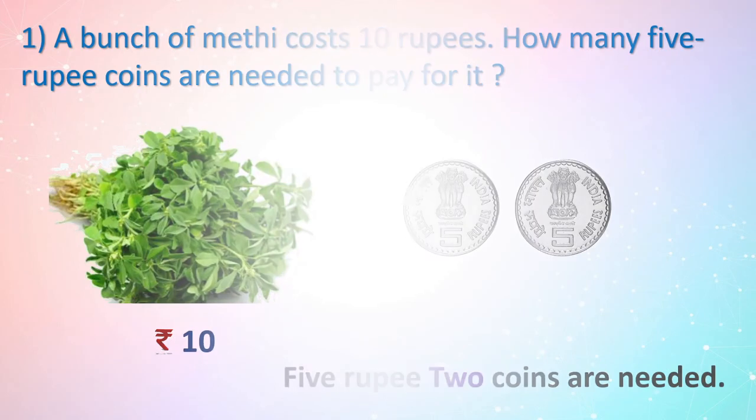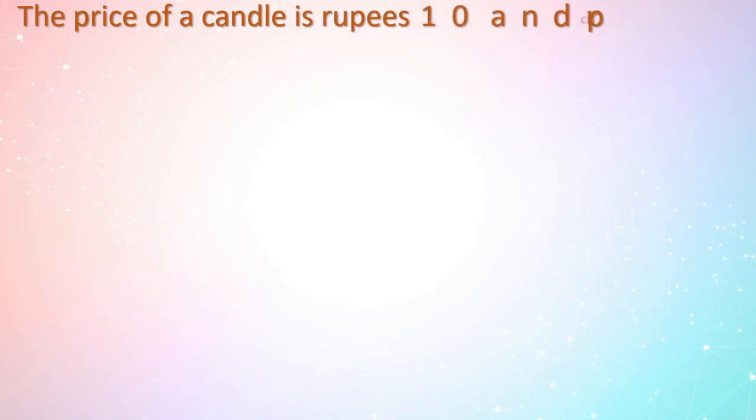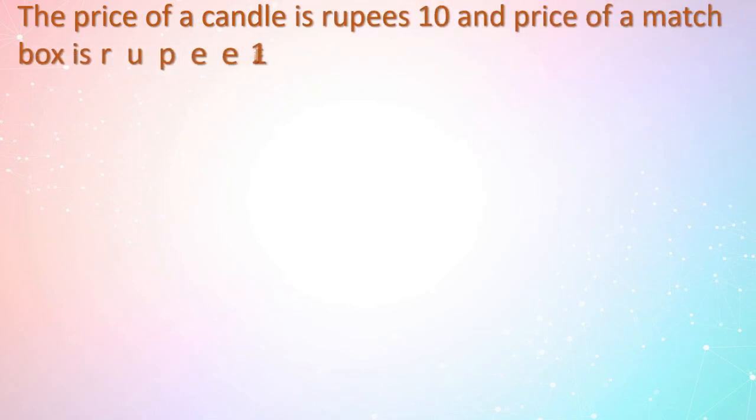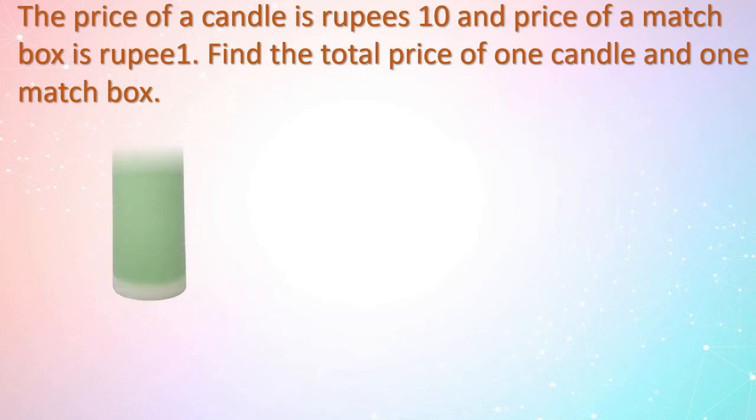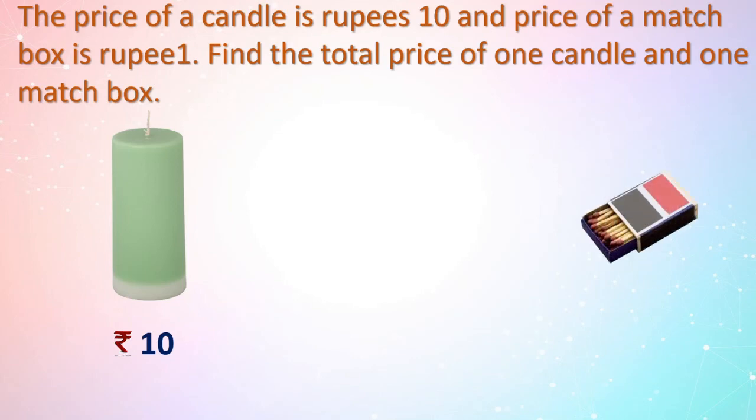Correct? Okay. One more sum is there. The price of a candle is rupees 10 and price of a matchbox is rupee 1. Find the total price of one candle and one matchbox. What is given here? The candle. Okay, what is the cost of this candle? Rupees 10. And one more item is there, that is matchbox. And the cost of this matchbox is rupee 1.